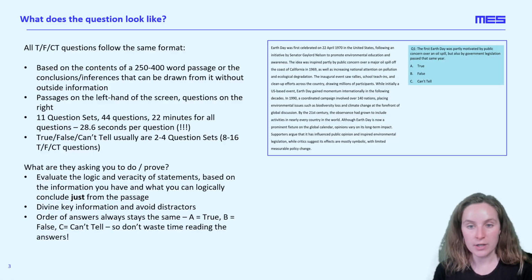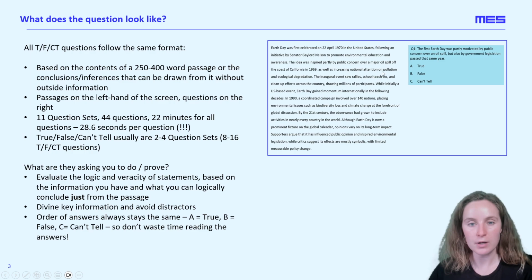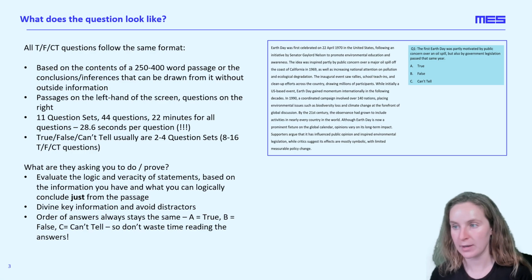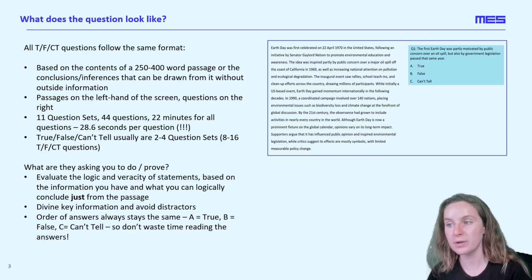Now, in the last video, we talked about how there are two types of questions on the verbal reasoning section, free text questions and true, false and can't tell questions. These are what they look like here in the blue box, and all true, false, can't tell questions follow the same format. They're all based on the contents of a 250 to 400 word passage, or the conclusions or inferences that can be drawn from it without inside information. The passages are on the left hand of the screen, questions on the right.